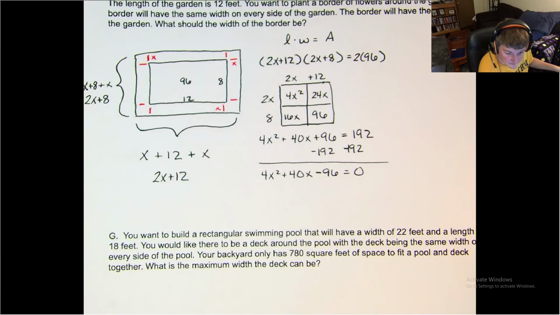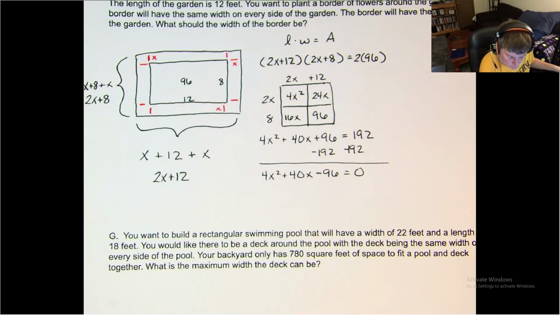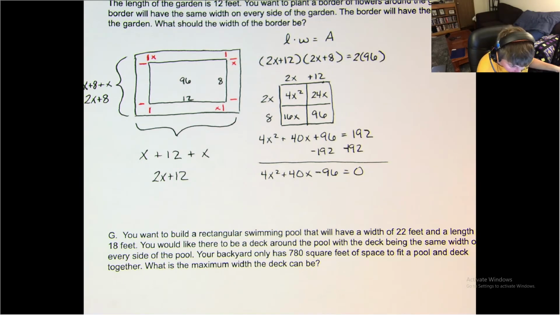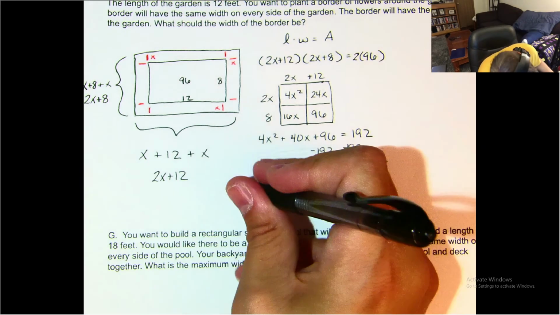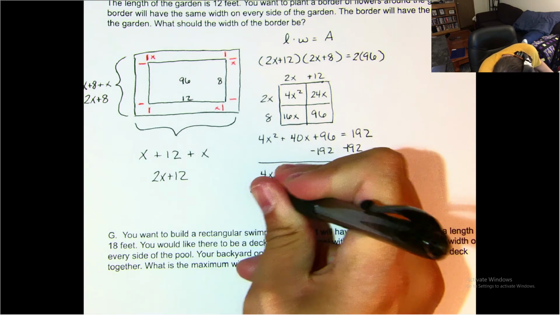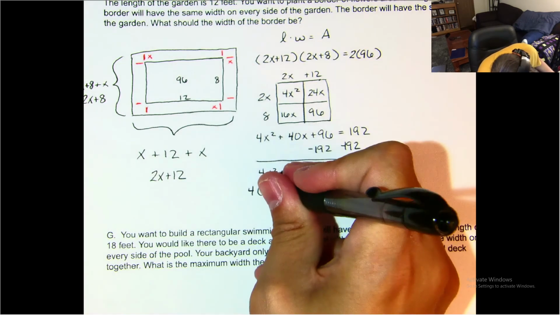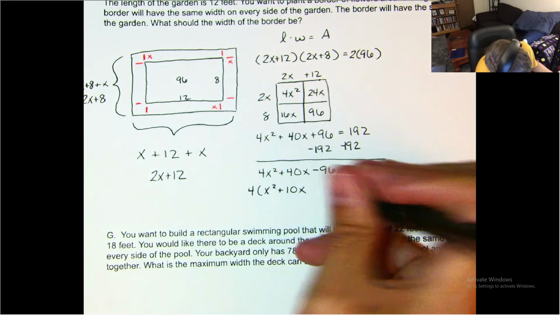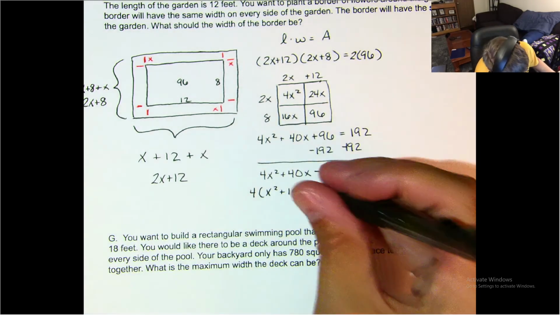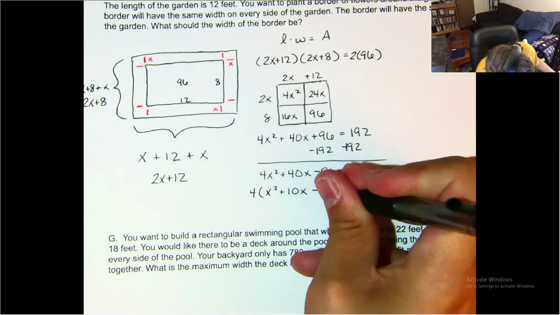Now I can start to factor. I'm going to check for a greatest common factor. I think 4 divides into all of these. That gives me x squared, this gives me 10x, and 96, I think this is negative 24.